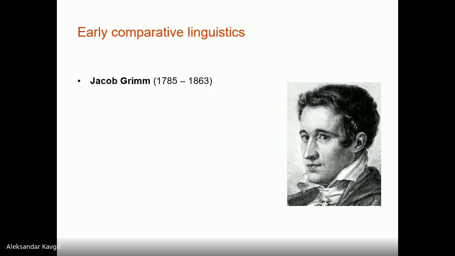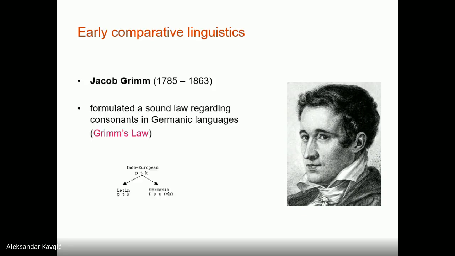So Jacob was actually a linguist, but he would not call himself a linguist. He was a philologist interested in history. And he is the person who gave us the first big law that explains how Germanic languages became different from other Indo-European languages. So this is known actually as Grimm's law. So Jacob Grimm gave us Grimm's law.